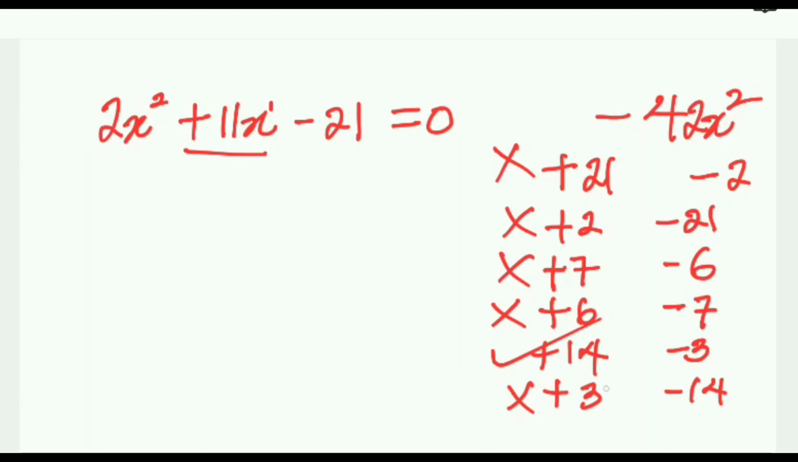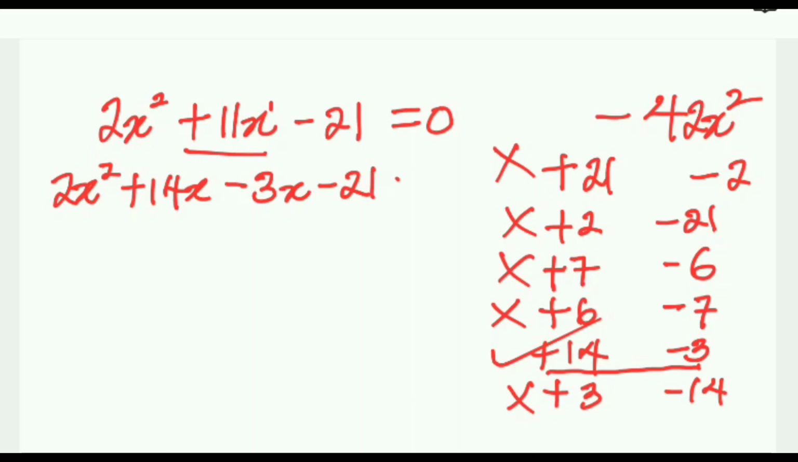So the next thing to do is to substitute these factors to replace the linear term. So this becomes 2x squared, to replace the linear term, plus 14x minus 3x minus 21 equals 0. So the next thing to do is to factorize by grouping.